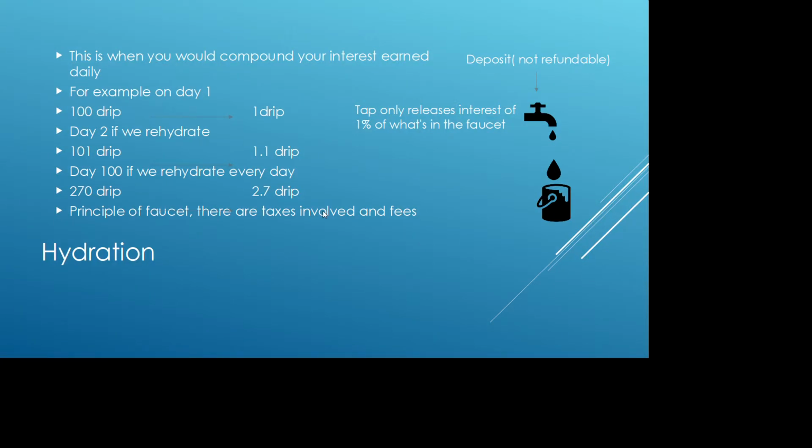So I've just discussed, this is the hydration, what really happens here in the faucet. So the tap only releases interest of 1% of the faucet a day. Your deposit's non-refundable. So for an example, if you put in 100 drip on day 1, you would be getting 1 drip, and if you recompounded that 1 drip, day 2 would give you 101 drip, which would be 1.1 drip dripping into the pool, into the bucket, and then if you kept doing this for 100 days, you would have 270 drip, which would be dripping 2.7.